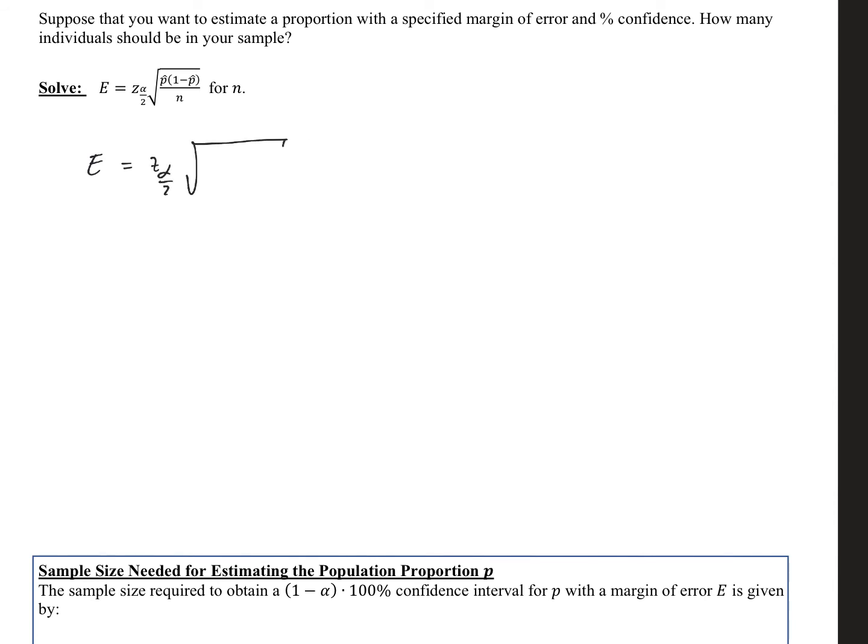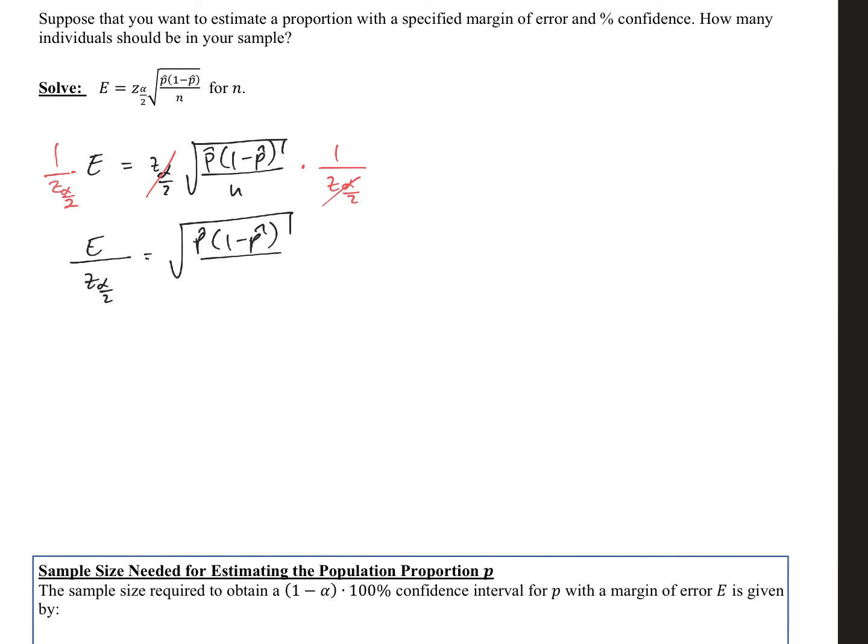If you want to pause the video and try to solve for n by yourself, go ahead. Might be kind of fun. First things first, I'm going to divide both sides by the z value, or just multiply by the reciprocal. That cancels that out. Then we're left with e divided by z alpha over 2 equal to the square root of p-hat times 1 minus p-hat divided by n.